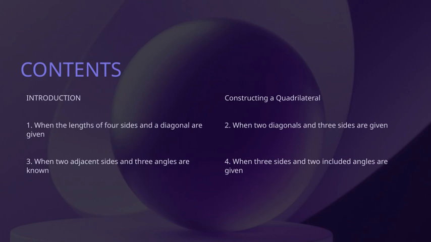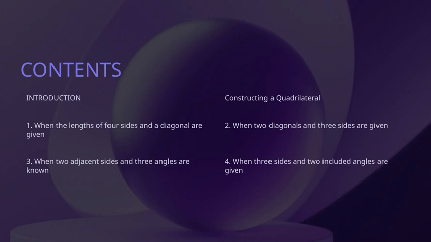Next, we move to the situation where two adjacent sides and three angles are known. This case is quite common, especially when working with partial measurements, and it requires understanding how angles and sides influence the overall shape. Then, there's the scenario where two diagonals and three sides are given. This setup can be a bit more complex, but it provides enough information to construct the quadrilateral with precision.